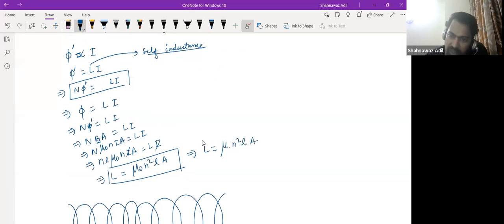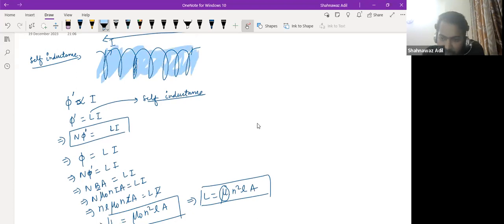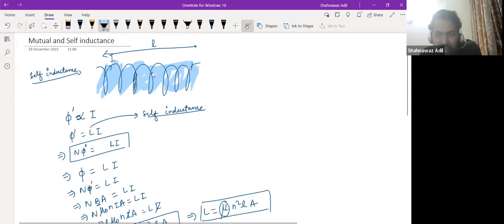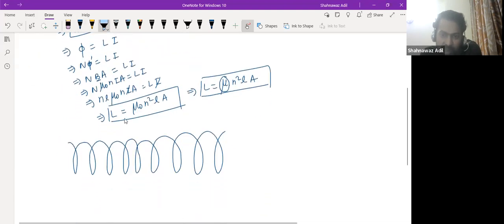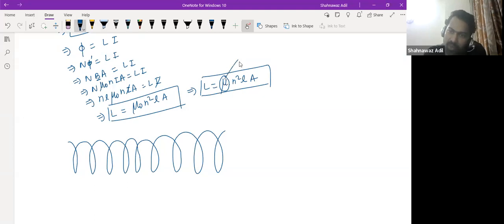So this mu would be there if this inductor is in some medium, right? In school they didn't say anything about the medium. If it is in the air, generally this inductor is in the air, right? Then this would be the case. So this will convert into mu in the medium.